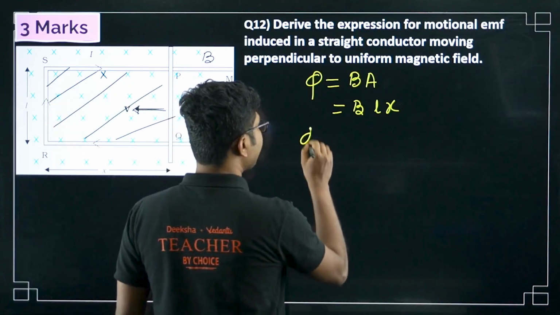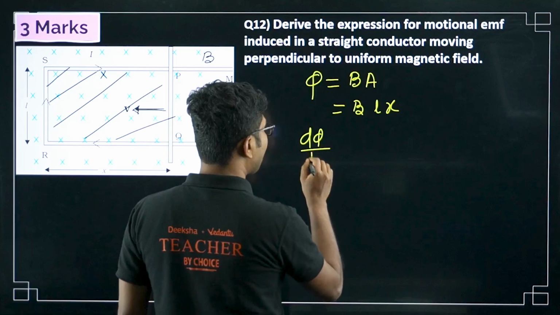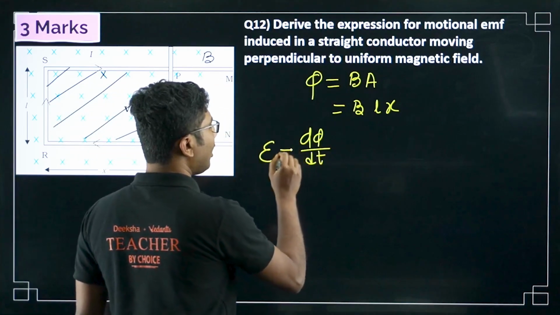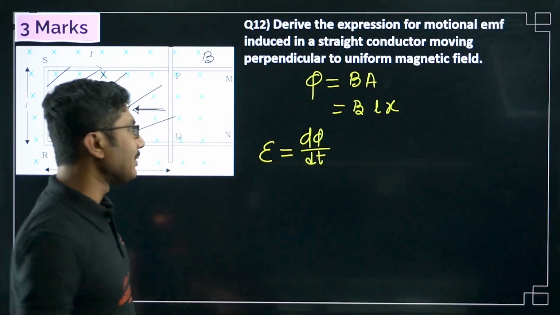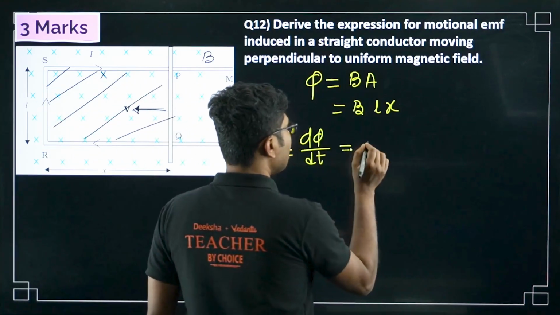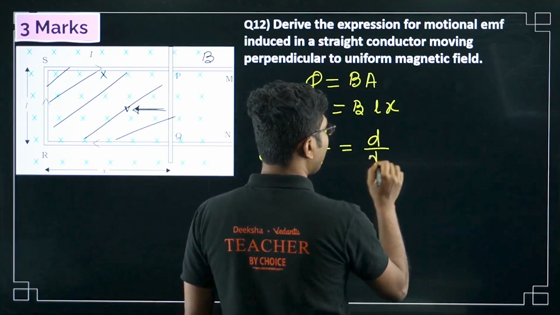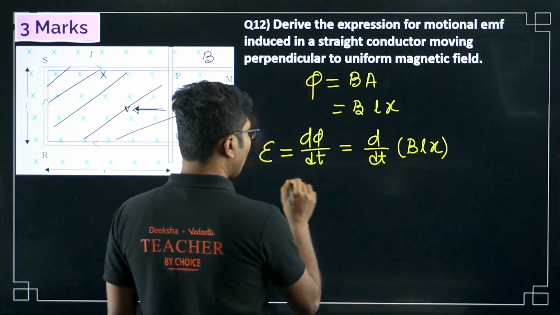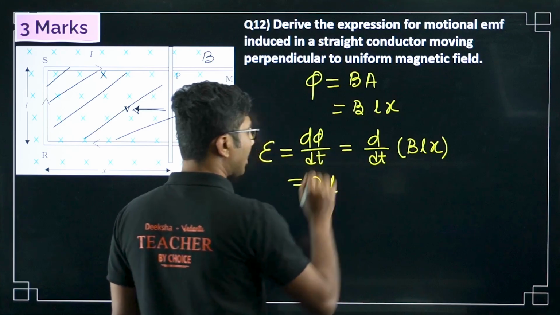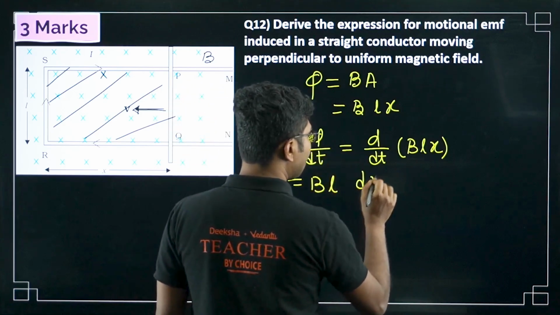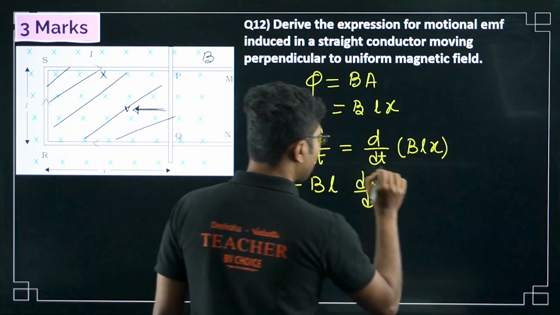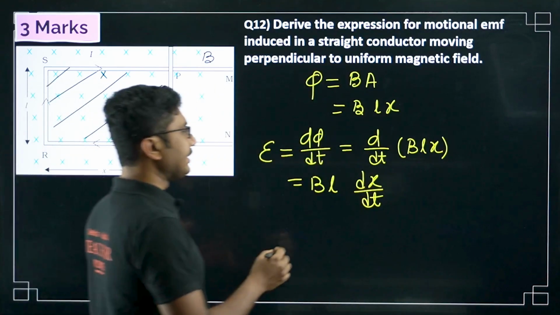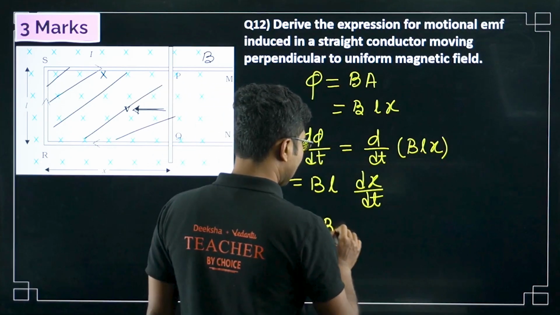Now what is the rate of change of flux? Why are we trying to find the rate of change of flux? Because from Faraday's law, the induced EMF is given by the rate of change of flux, right? So from there we can write d/dt of BLx. Now B and L are constant, so they will come out of the differentiation. Only thing that will be left is dx/dt. Now dx/dt is nothing but the speed v with which it is moving, so it is BLv.